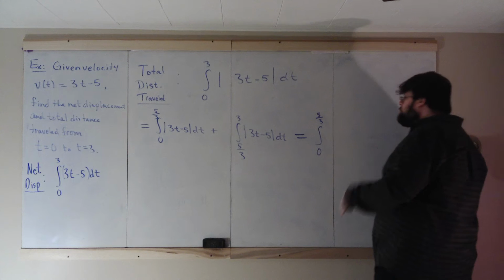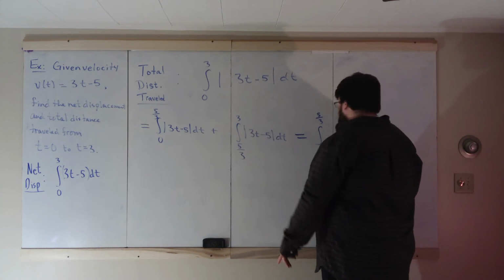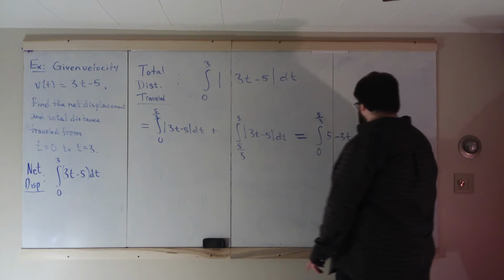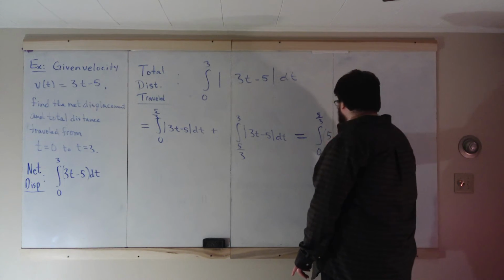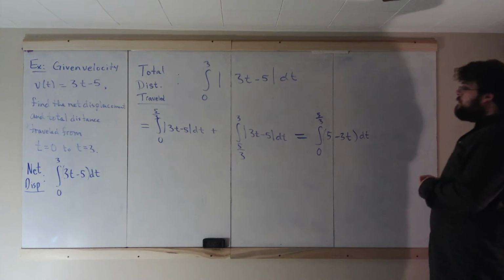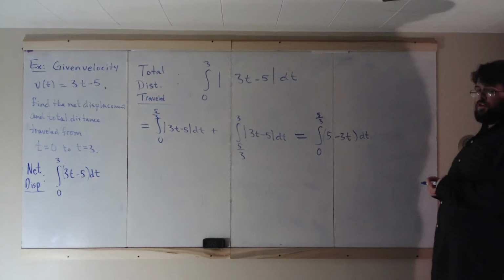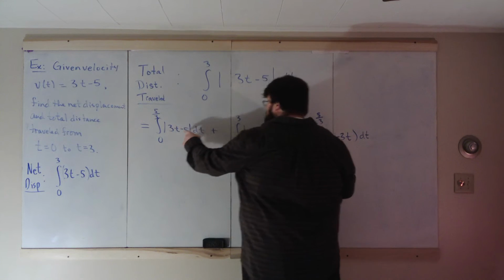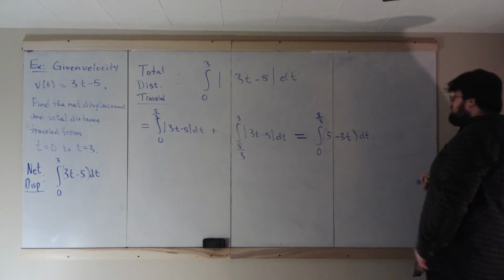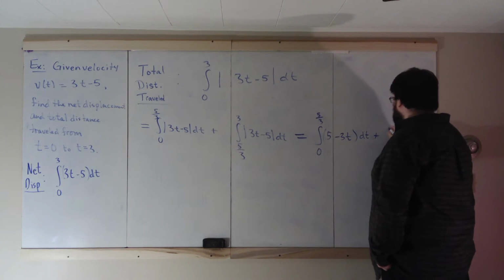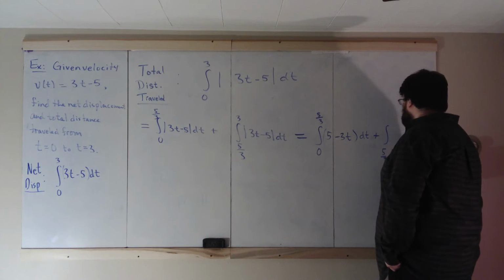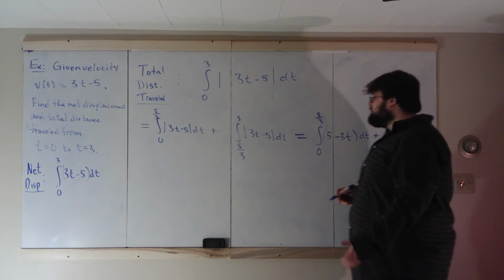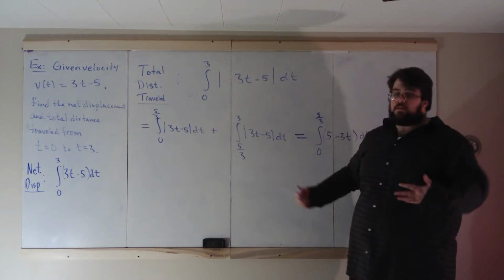So that means the absolute value is the negative of the inside. So the absolute value of 3t minus 5 on 0 to 5/3 is negative 3t plus 5, also known as 5 minus 3t. Plus integral from 5/3 to 3. Now we know because it's a line, if this piece is negative, the other piece is positive.